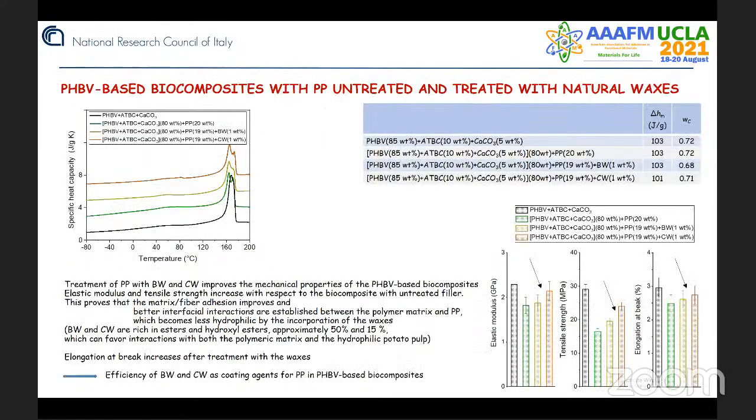Also for PHBV-based biocomposites, treatment of potato pulp with B and Carnauba waxes improves the mechanical properties of the biocomposites. The elastic modulus and tensile strength increase, proving a better interface interaction.